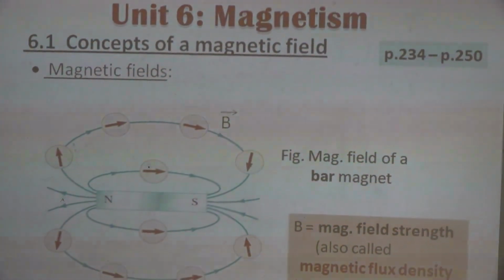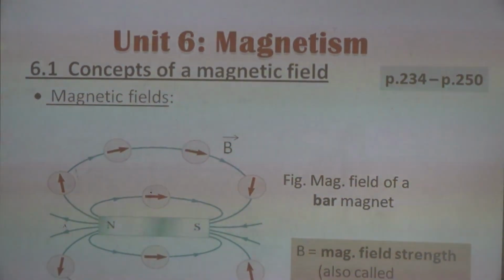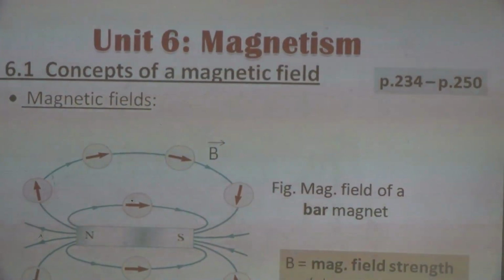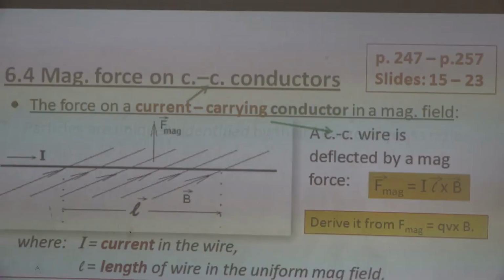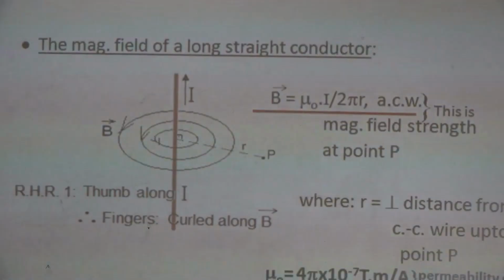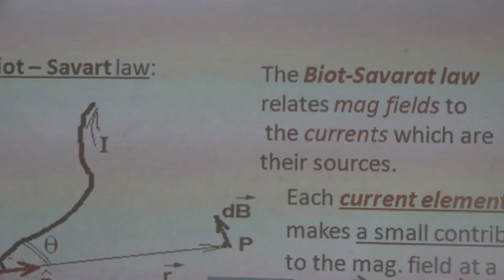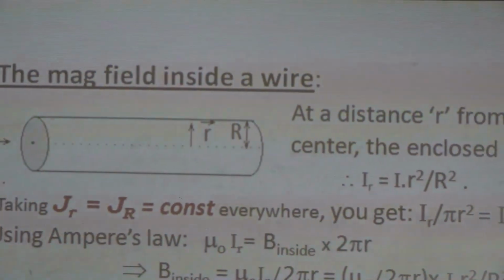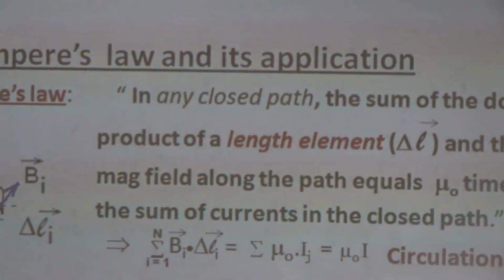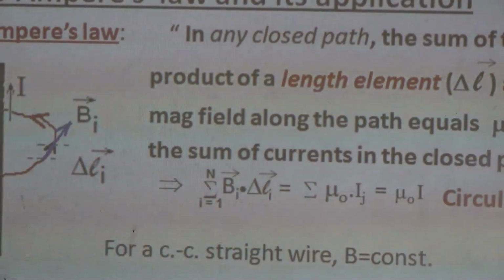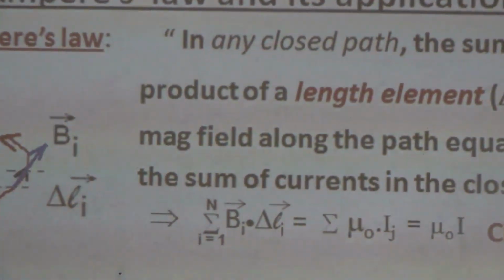We started Unit 6 last time, and I'll take you to where we stopped last time. We were discussing Ampere's law. It tells you about the magnetic field strength of a current carrying wire, and we call it circulation sum. Let's discuss it a little bit.